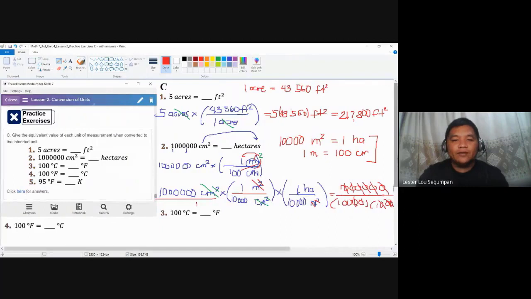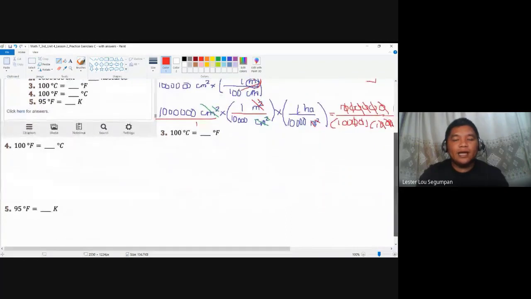Number 3, 4, and 5 are actually now in the form of conversion of temperature. Okay, so there are other units of measurement for temperature, but let's just focus on the Celsius scale, the Fahrenheit scale, and the Kelvin scale. Okay, converting Celsius to Fahrenheit, we will not use any more conversion factors here.